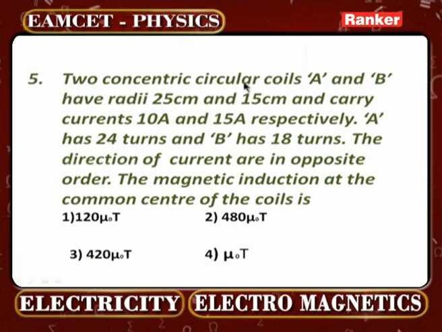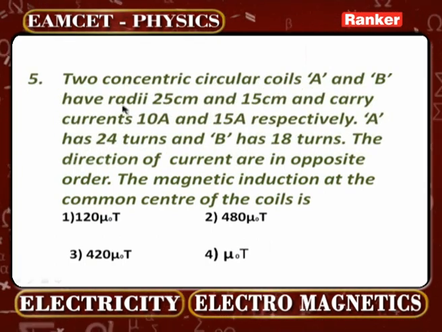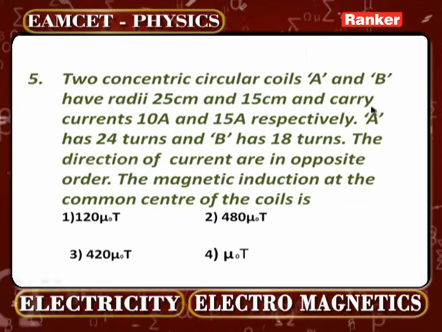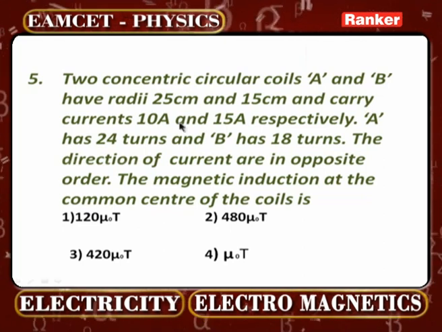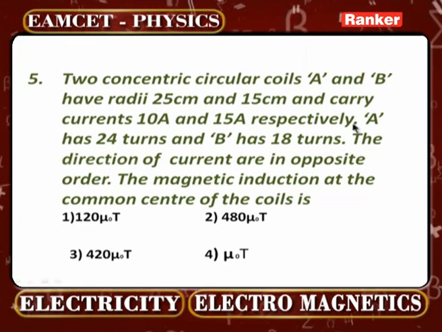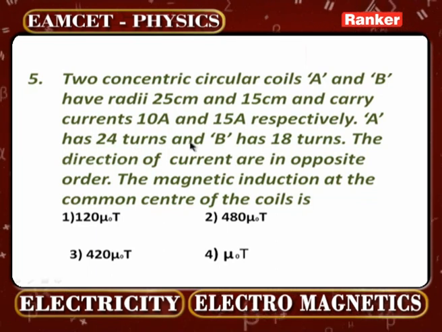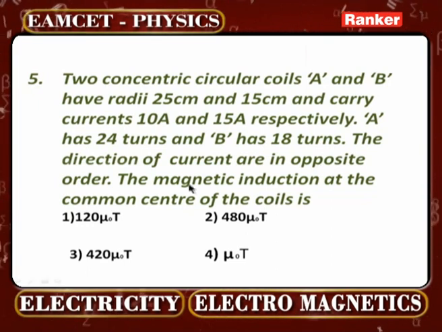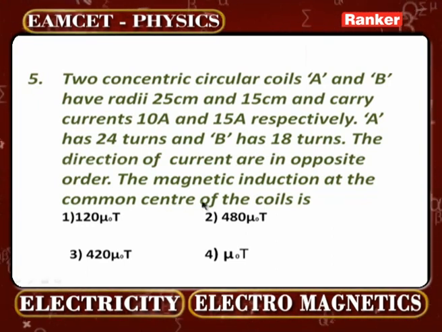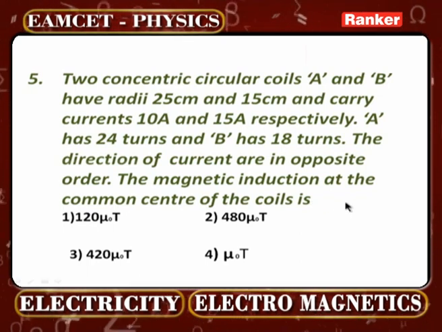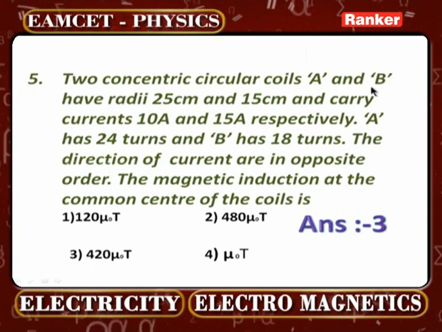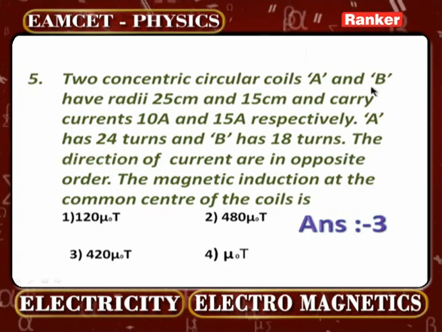Two concentric circular coils A and B have radii 25 centimeter and 15 centimeter and carry currents 10 ampere and 15 ampere respectively. A has 24 turns, B has 18 turns. The directions of current are in opposite order. The magnetic induction at the common center of the coils is how much? Such questions are very commonly asked at different entrance examinations in general.